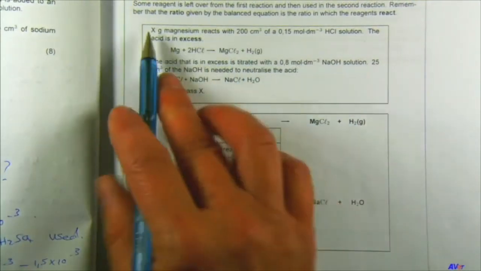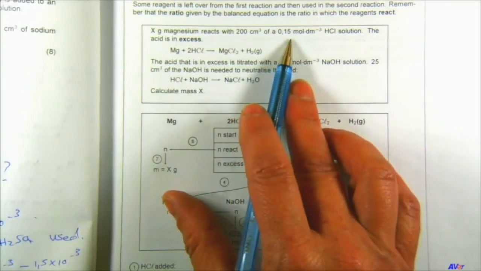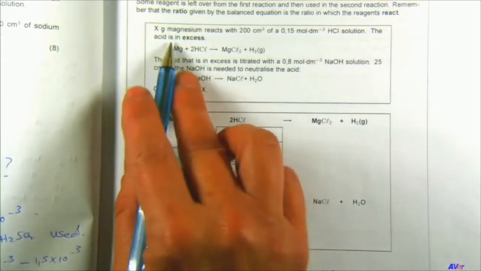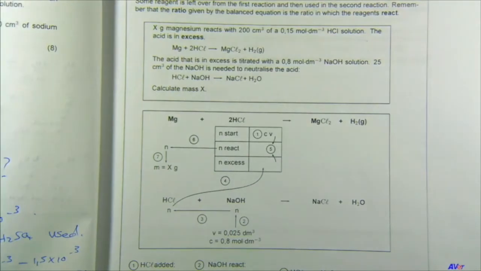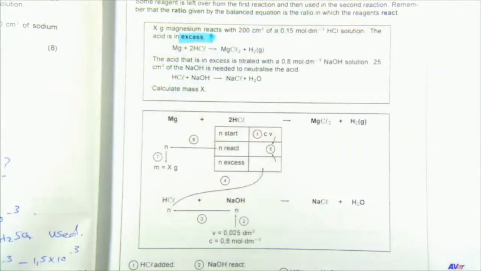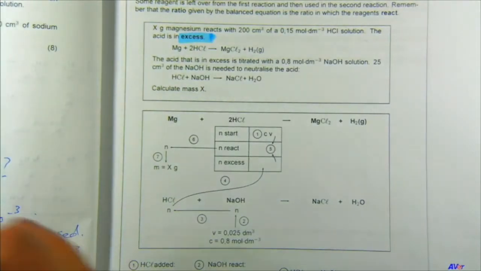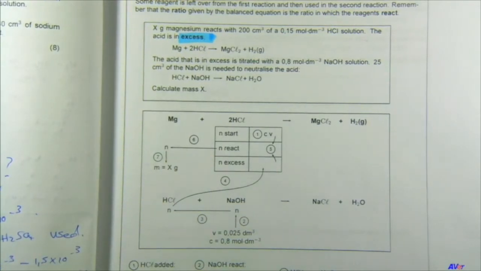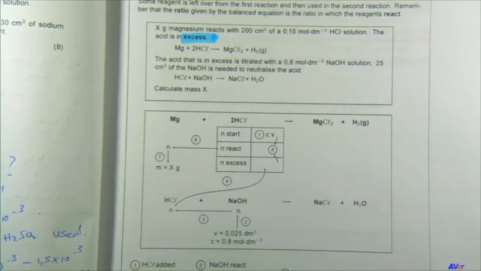They say X gram of magnesium reacts with 200 cm³ of 0.15 mol/dm³ HCl solution. They give us this. And what's the important thing? They're telling us the acid is in excess. And that is a problem, right? You may never work with the excess, right? Because that means you're going to get bigger answers. Some of that will be lying on the table.